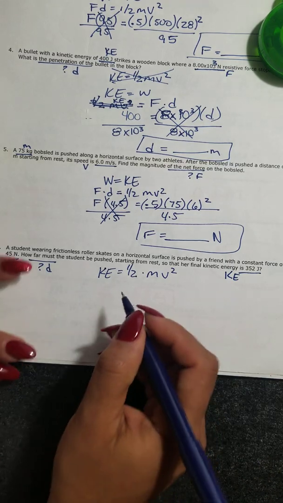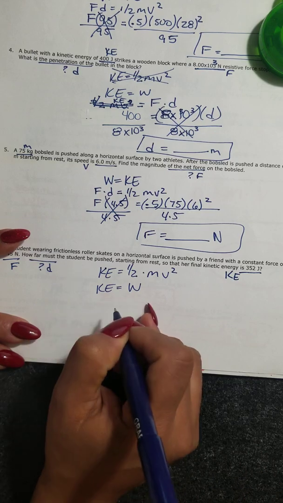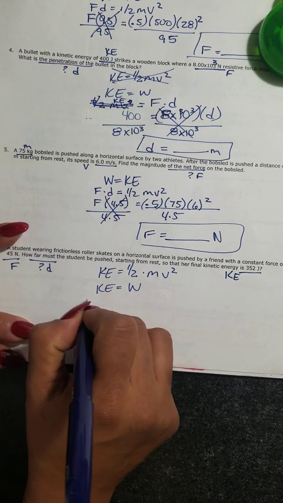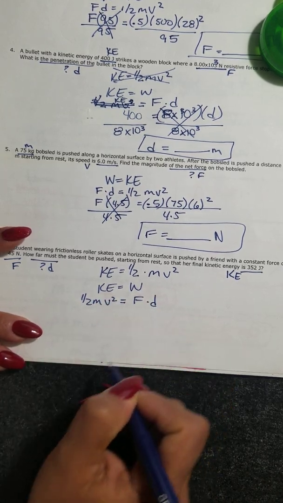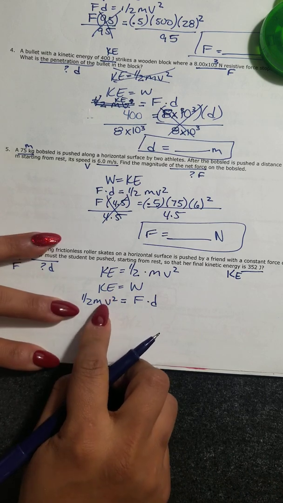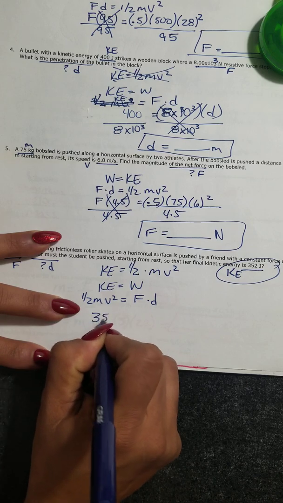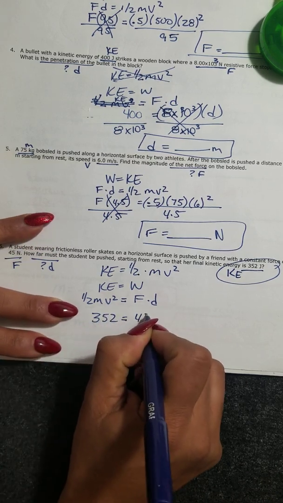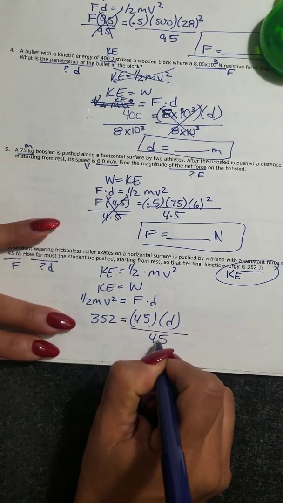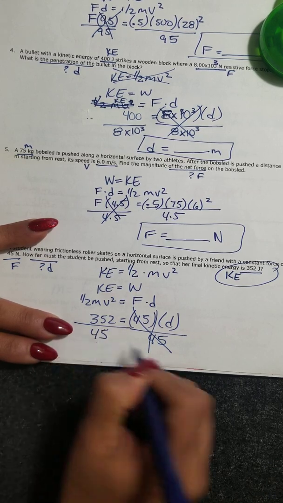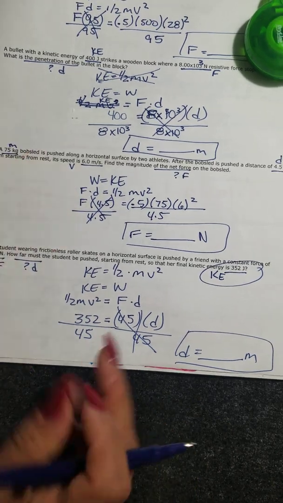Okay, so I'm going to have to change this to say KE equals work. And I can go ahead and change this up a little bit. Let's change this to 1/2 mv squared equals F times D. But look at this. I changed the KE, but they gave me the KE value. So let's put that in here. 352 equals the force of 45 newtons times the distance I don't know. Divide by 45, cancel that out. Divide by 45. Distance equals blank meters. Not too bad, I think.